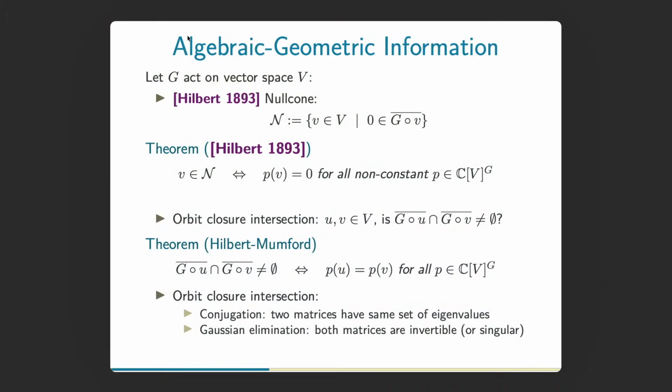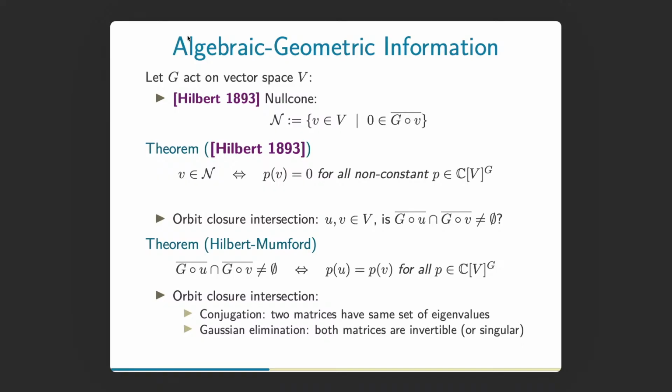And what do we get from the Hilbert-Mumford theorem? For example, for the conjugation action, what is orbit closure intersection capturing? Two orbit closures intersect if and only if two matrices have the same set of eigenvalues. And why is that? Because if I take two matrices A and B, their orbit closures intersect if and only if they are equal on all of the invariants. But remember, the invariants for the conjugation action are generated by the trace of powers.